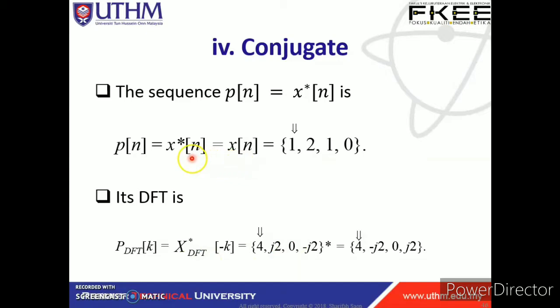So conjugate xn, since our value is already a real value, the discrete signal of pn will be the same as xn, which is 1, 2, 1, 0. And then for the P DFT k, since our value is the same as xn, our DFT will be the same, which is 4, negative j2, 0, j2.